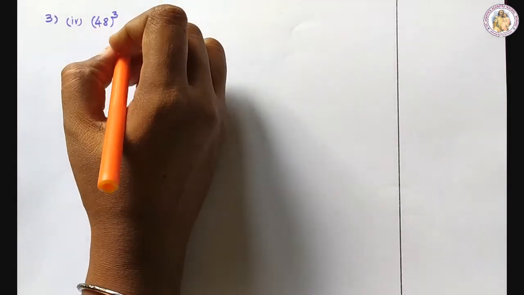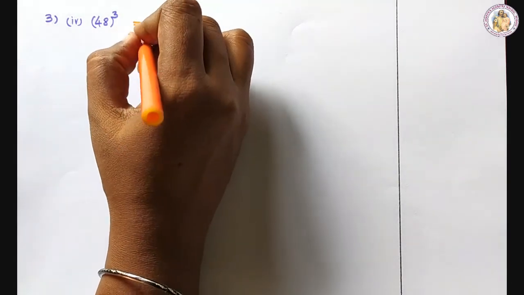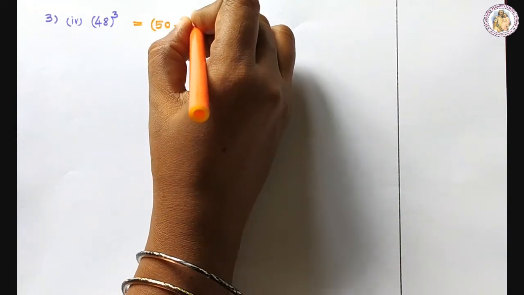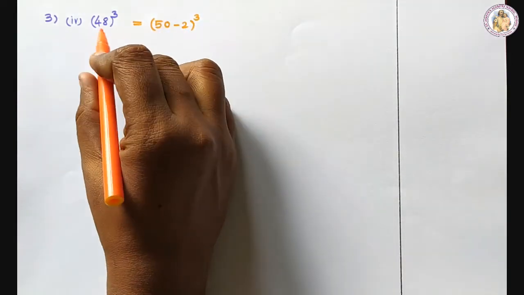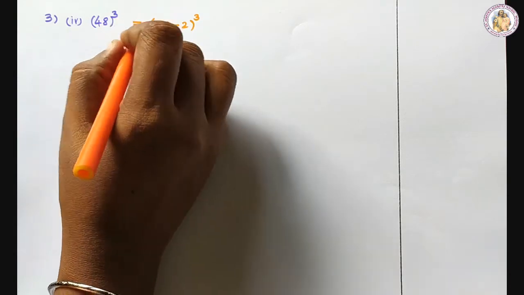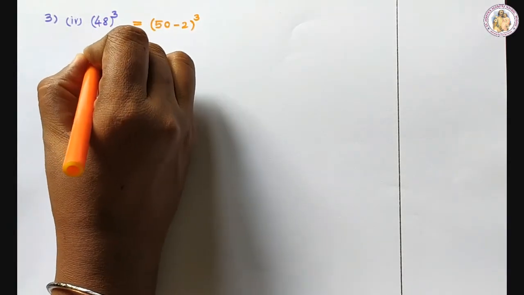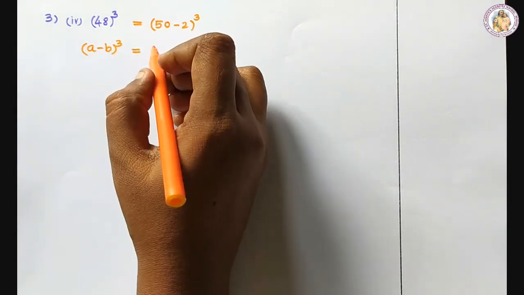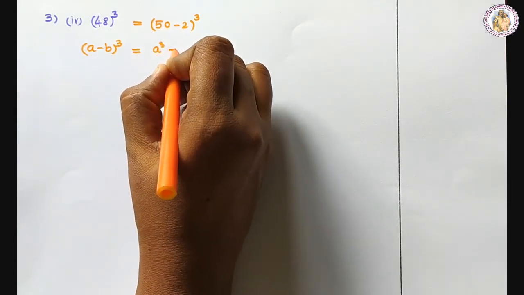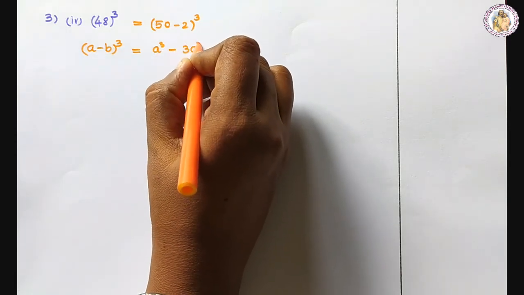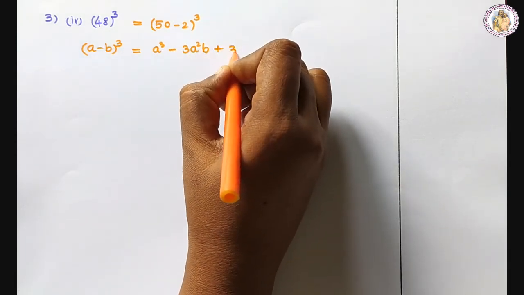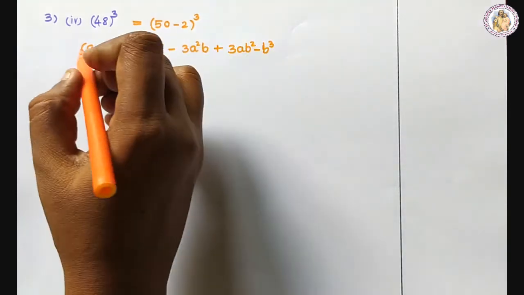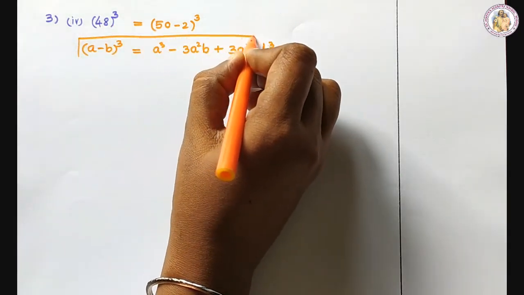48 the whole cube, that is I write it as 50 minus 2 whole cube. 50 minus 2, 48 whole cube. It is in the form (a minus b) whole cube equal to a cube minus 3a squared b plus 3ab squared minus b cube. So that is the formula.